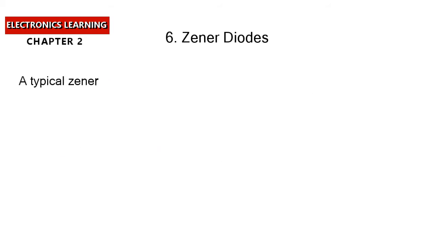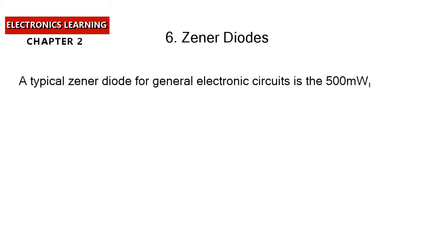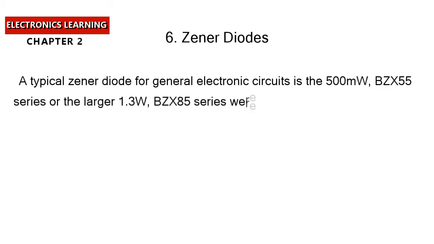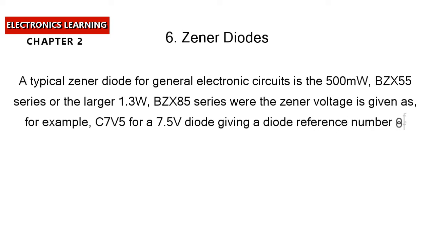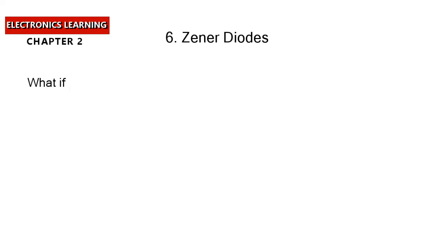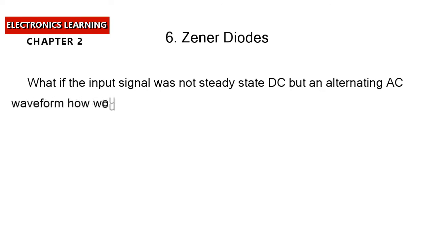A typical Zener diode for general electronic circuits is the 500 mW BZX55 series or the larger 1.3 watt BZX85 series, where the Zener voltage is given as, for example, C7V5 for a 7.5 volt diode, giving a diode reference number of BZX55C7V5. What if the input signal was not steady-state DC but an alternating AC waveform?